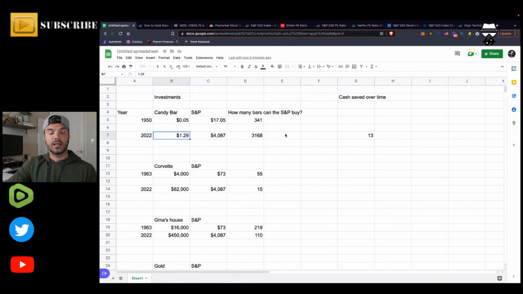And here's a perfect example. If your grandpa, great grandpa, whatever, grandma, stuck $17.05 under a mattress, you can only get 13 candy bars. That's all it's worth today. So you have dramatically lost your purchasing power by stuffing that under the mattress. And today, stuffing under the mattress is the equivalent of sticking it in a savings account or high yield savings account. There's no interest, right? You're dying to inflation, your purchasing power.